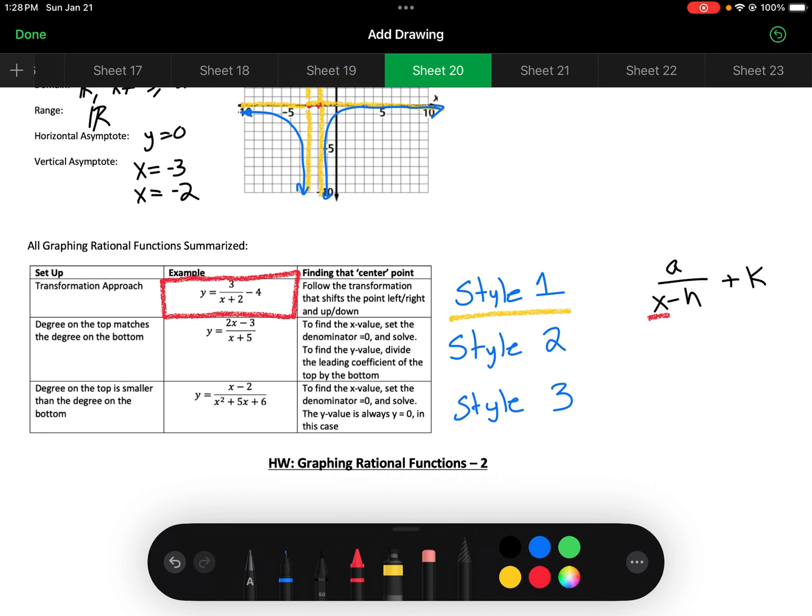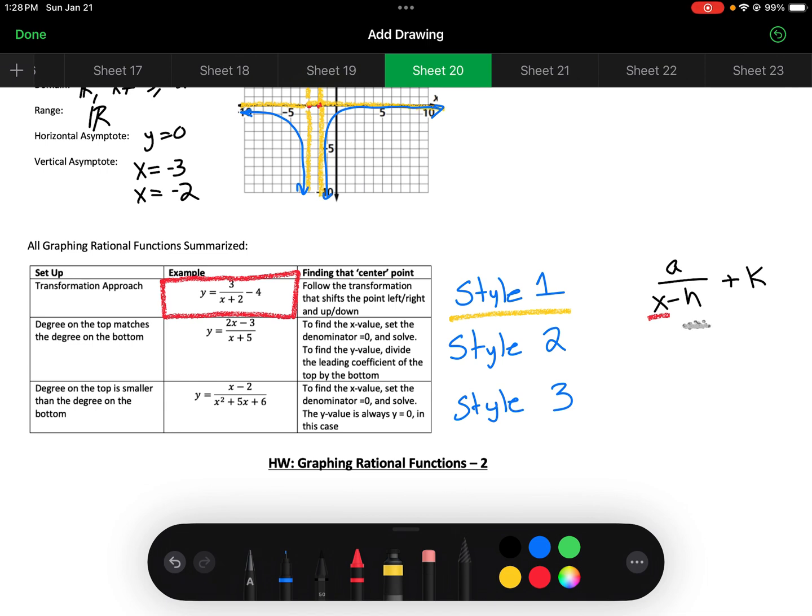If you want to find the center, we have A, H, and K. The A on top, remember, is going to have you vertically stretch and shrink, and it can also have your reflections. So when we look at A, that's not really going to move my center point around. It might change which corners my graph is in, but it's not going to change where my center is.